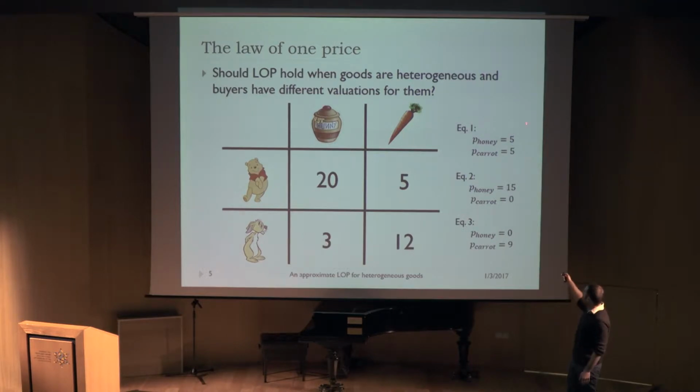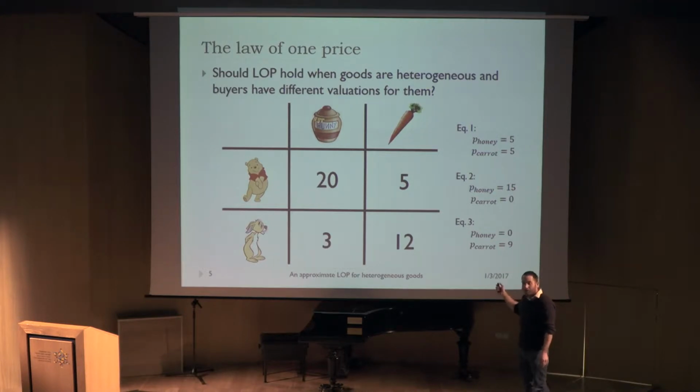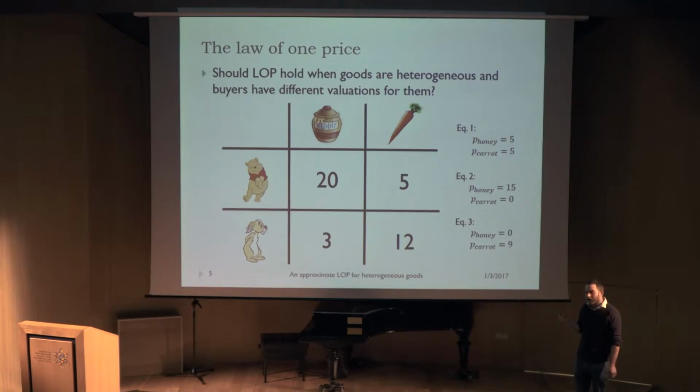You can have both goods selling for the price of 5, and Pooh will get the honey and Rabbit will get the carrot. And you can have honey selling for a price which is much higher than the carrot, or you can have the carrot selling for a price which is much higher than the honey. But in all cases, we'll have the same assignment of Pooh getting the honey and Rabbit getting the carrot. But the price differences are quite different, so you don't have a law of one price.